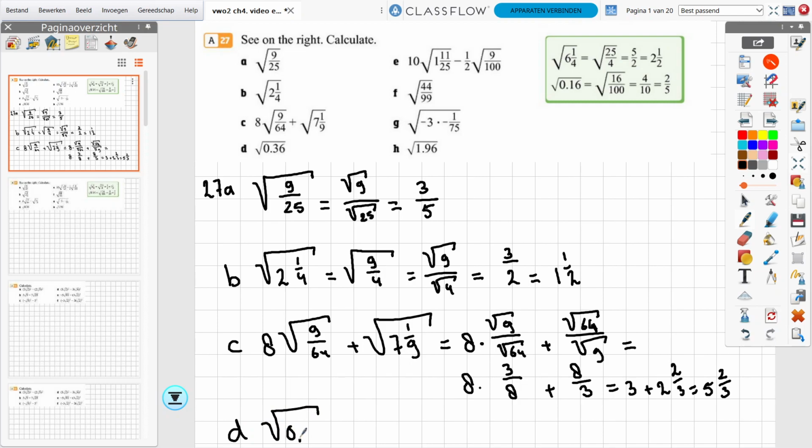With decimal numbers, the same thing. I want to make this a fraction, and the easiest way to make this a fraction is to write 0.36 as 36 divided by 100. And then you say, yeah, why does this work? Because 36 is a number that I can calculate the root of, and 100 is also a number I can calculate the root of. Root 36 is 6. Root 100 is 10. So the answer here is 3 over 5.